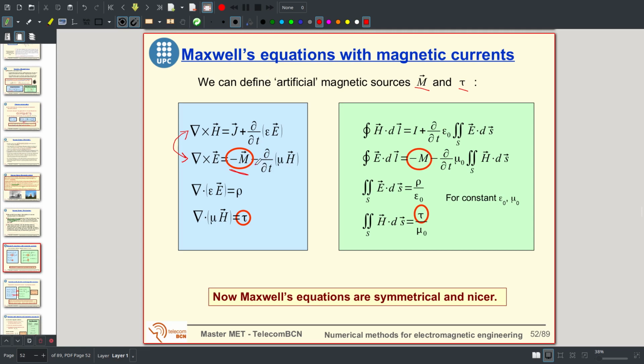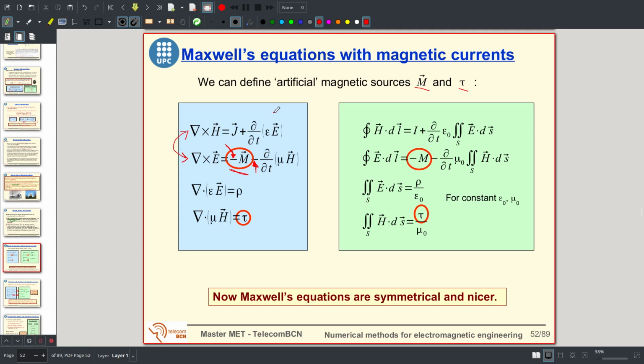Since we have a minus sign in the integral version for the time derivative of the magnetic flux, now in the differential version it is the time derivative of the magnetic field. Here we have a minus sign. We need to put also a minus sign here to make the equation consistent. But essentially, apart from the minus sign, the two equations are dual.